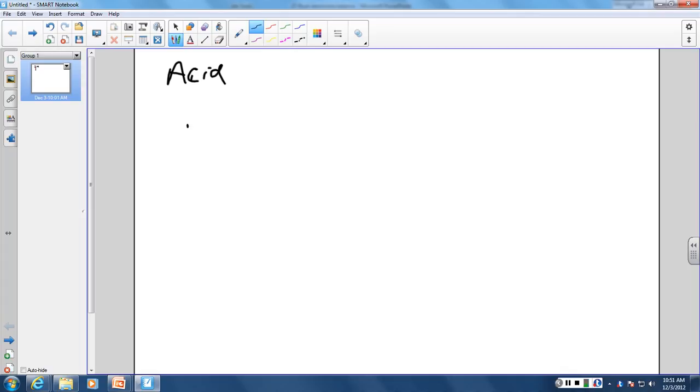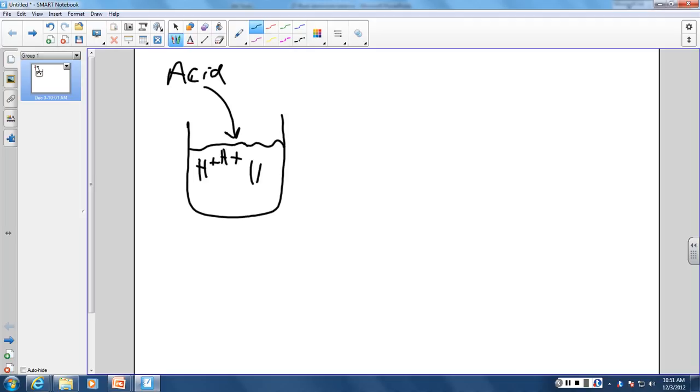Okay, so a substance is acidic if it releases hydrogen ions into solution. And that's just words to you all. But think of it this way. If I have something that I'm calling an acid, how do I know it's an acid? Because if I dump that in water, so water is H2O obviously, what's going to happen is that there's going to be an accumulation of hydrogen ions. So acids produce hydrogen ions in solution. Okay?